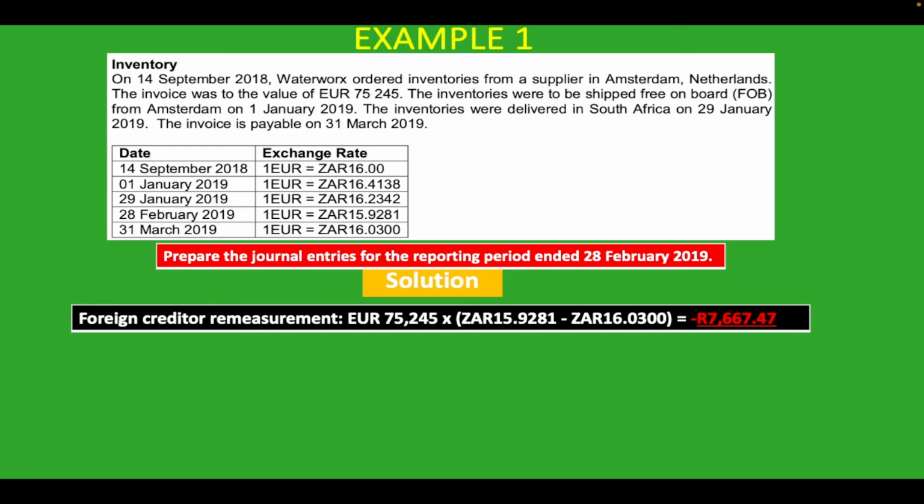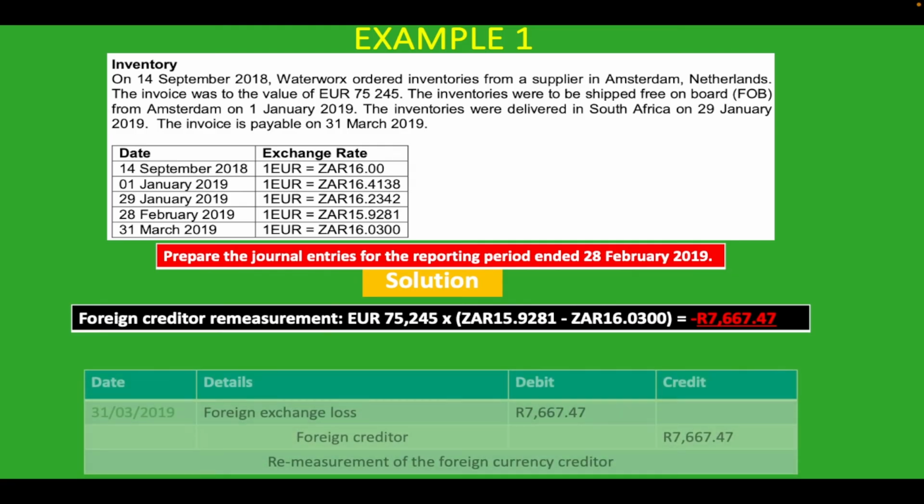We're going to debit foreign exchange loss, because a foreign exchange loss is an expense account. I didn't mention in the previous journal entry that we passed, a foreign exchange gain is an income account. That's why we're crediting it. But in this case, it's a loss, foreign exchange loss, and then we're debiting it. And then we're going to credit our foreign creditor, meaning we now owe him more than we actually did at year end. So here's how it's going to look.